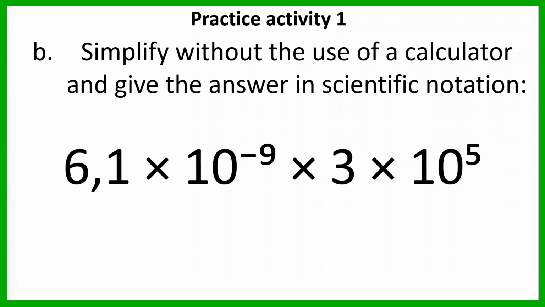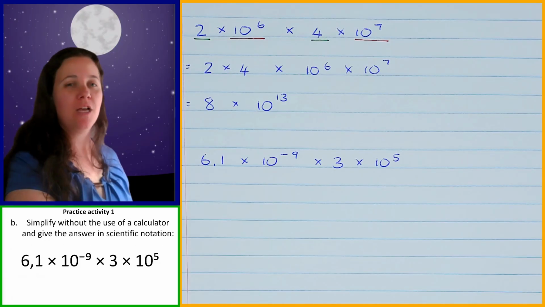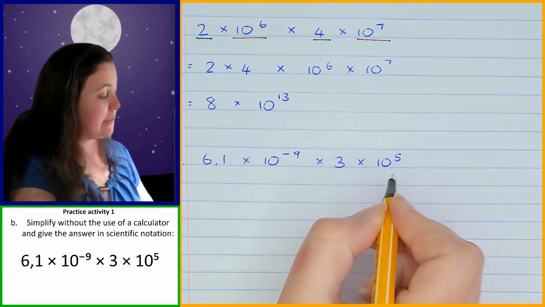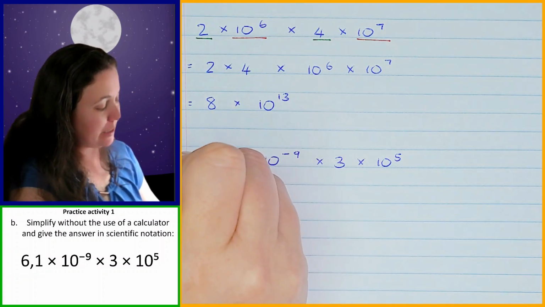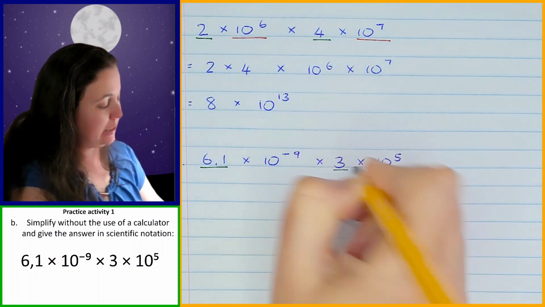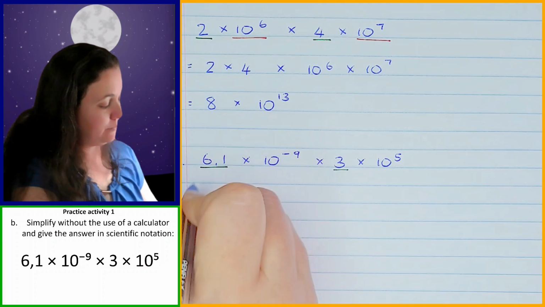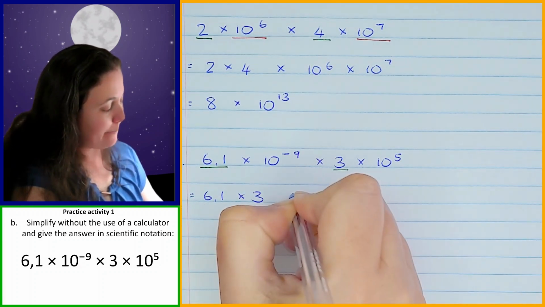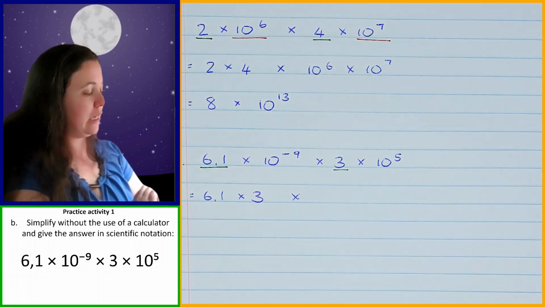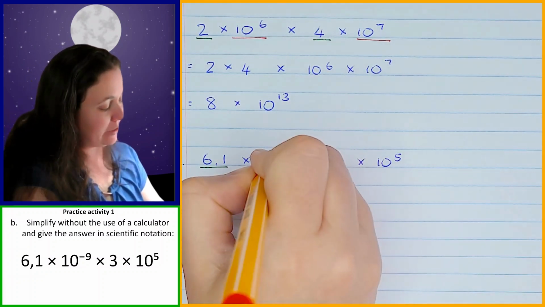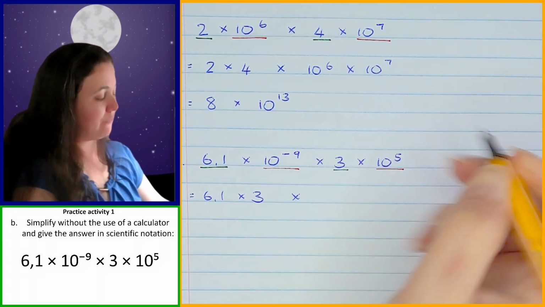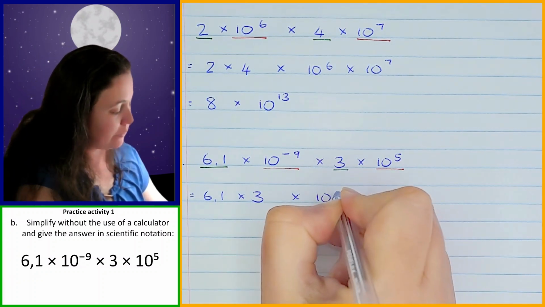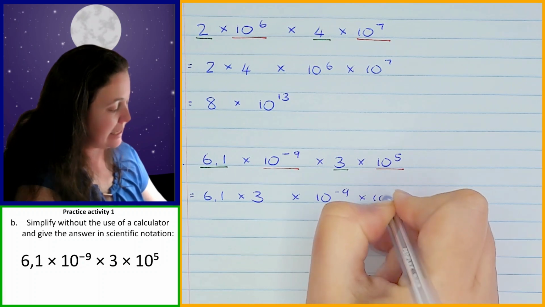Okay, so let's go through that question and see what you should have got. So over here, I've got my 6.1 times 10 to the power of negative 9 times 3 times 10 to the power of 5. So first, my numbers are the 6.1 and the 3. I'm going to be doing those together. So 6.1 times 3 multiplied by, and then over here, I've got my 10 to the power of negative 9 and my 10 to the power of 5. Those are my powers of 10 that I need to multiply together. So 10 to the power of negative 9 times 10 to the power of 5.